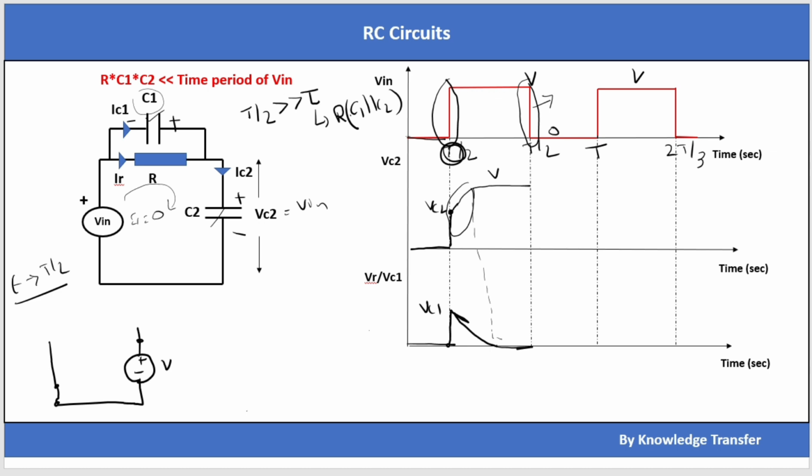Because of high frequency, the capacitor is also short circuited, and there is one more capacitor which is at 0 volt, and there is a resistor connected here. So this is what is happening.